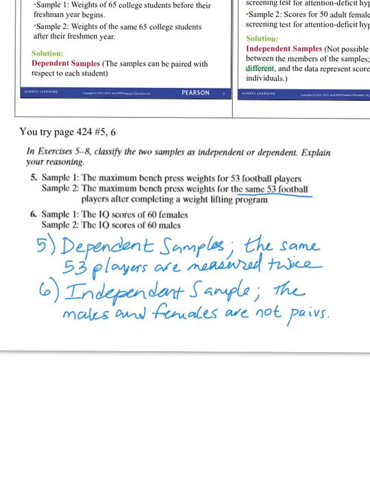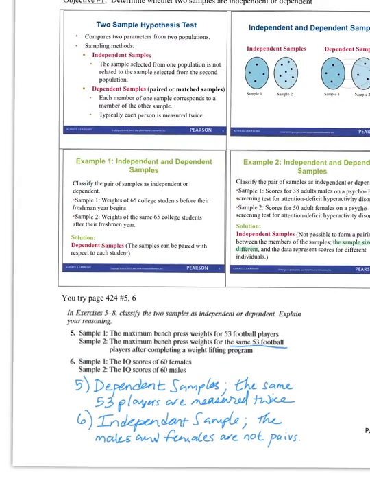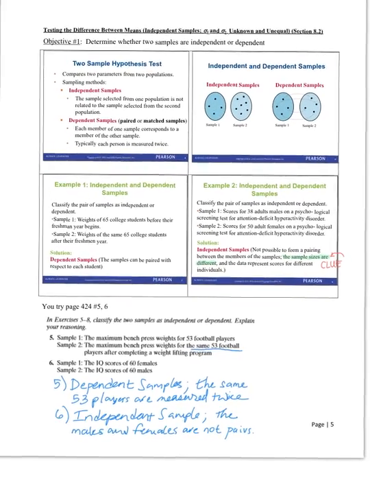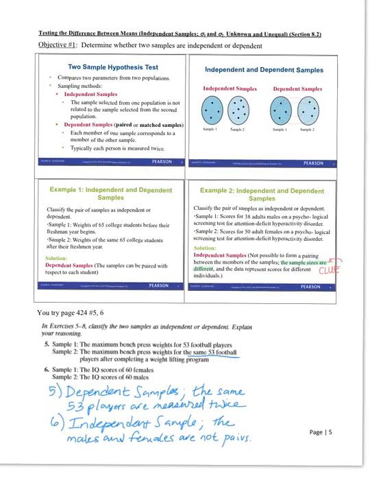Okay, so that first objective was ultimately just deciding in a situation where we wish to have an inference about two samples, whether they are independent or dependent.